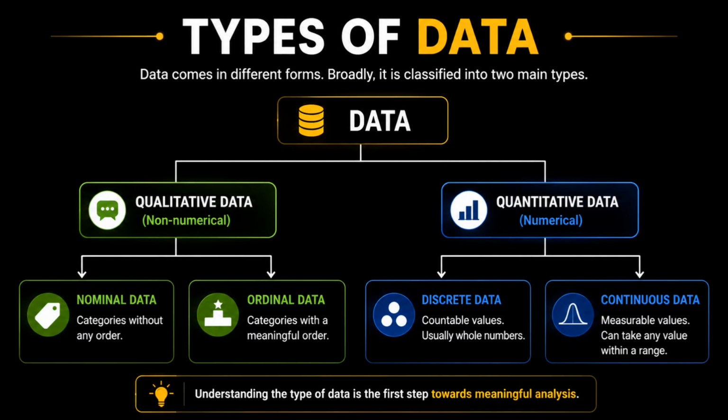Now that we understand what data is, let's look at its different types. Data doesn't always come in the same form, so to make it easier to understand and analyze, we classify it into different categories. Broadly, data is divided into two main types: qualitative data and quantitative data. These two categories are further divided into four subtypes: nominal, ordinal, discrete, and continuous data. At this stage, you don't need to memorize these names. In the next few slides, we'll understand each type one by one with simple examples, so the concepts become crystal clear. Once you understand the type of data, analyzing it becomes much easier.